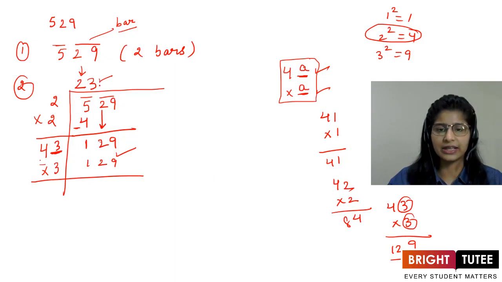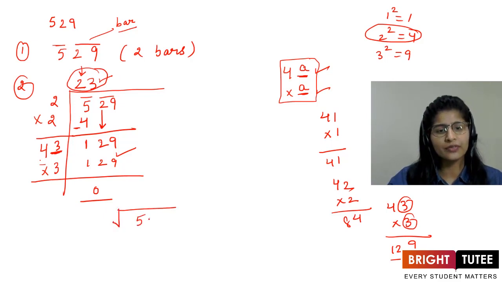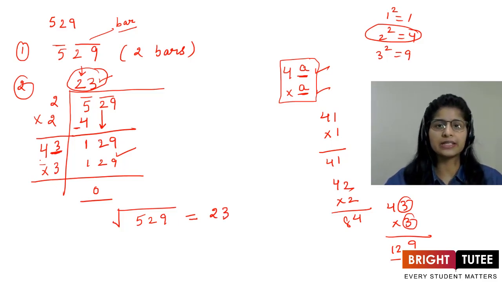And here we have written 3, so it is divisible by 3, so the remainder is 0 now. When you get the remainder 0, you are done with long division. Clear? Now what is the answer that you are getting? 23. So we say the square root of 529 is 23. Clear? I am again going to repeat the steps.